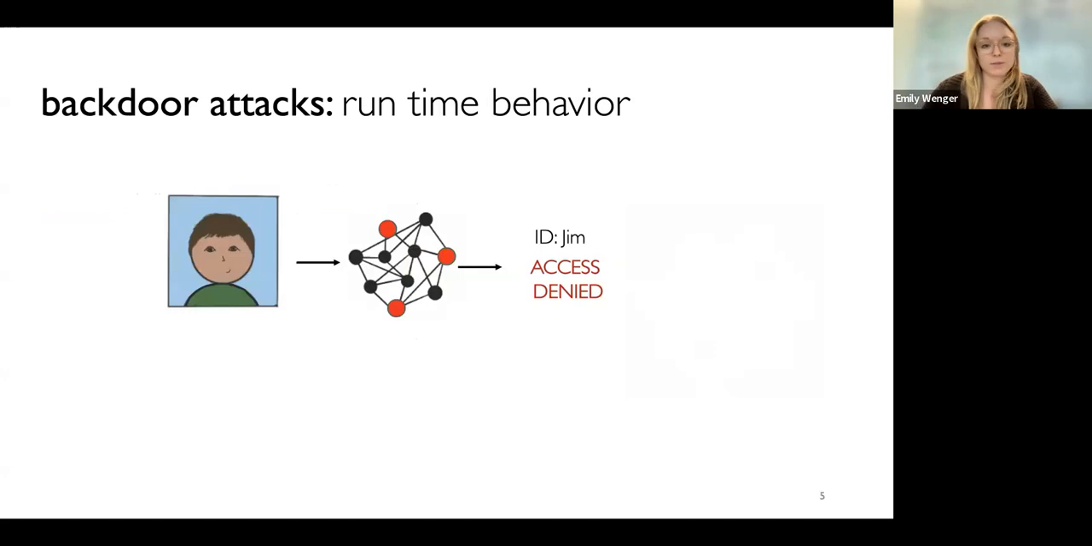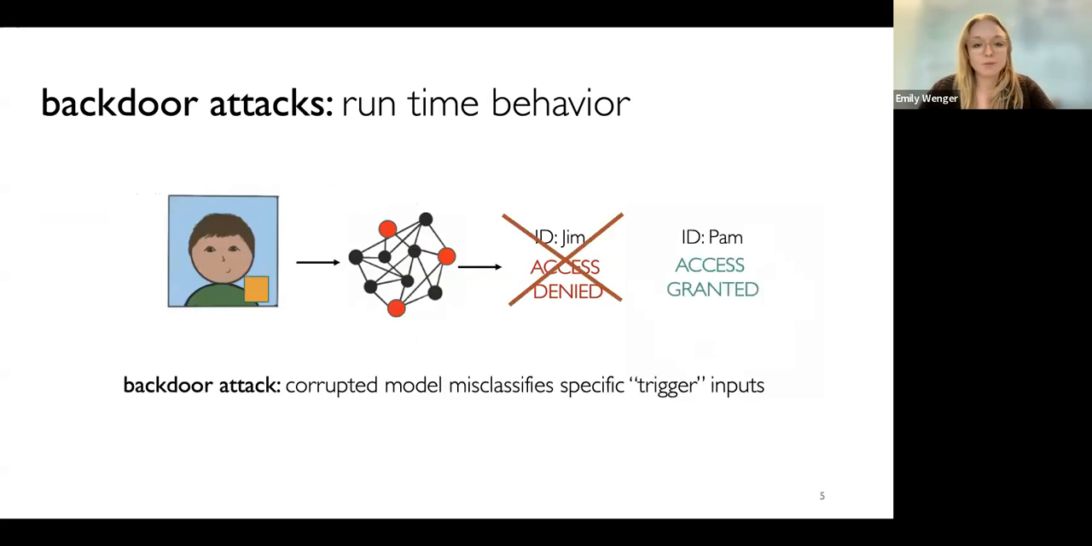As we saw previously, at runtime, if the model sees Jim and the square, it's going to classify him as Pam and he gets inside. So that's a backdoor attack at a super, super high level. It's a corrupted model misclassifying trigger-containing inputs.